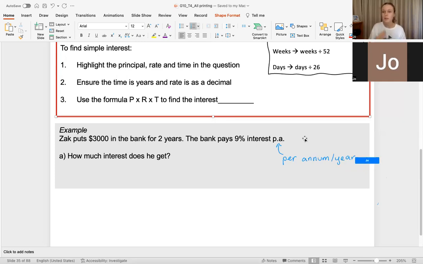You've got annual, which means yearly. Annum also means year. How much interest does he get? Let's have a look back up here at my steps. Highlight the principal, rate, and time. Okay, so I'm going to highlight my principal. That's the original amount, $3,000. The rate, 9%. And the time, 2 years. Good, I've done my first step.